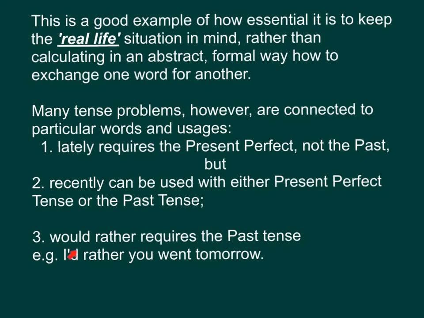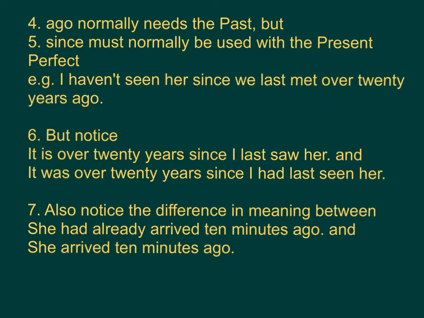Number 3. Would rather requires the past tense. For example, I would rather you went tomorrow. Number 4. Ago normally needs the past tense. Number 5. Since must normally be used with the present perfect. For example, I haven't seen her since we last met over 20 years ago.